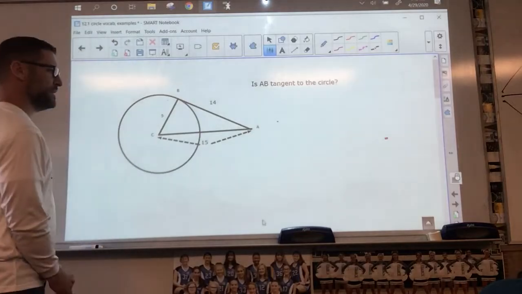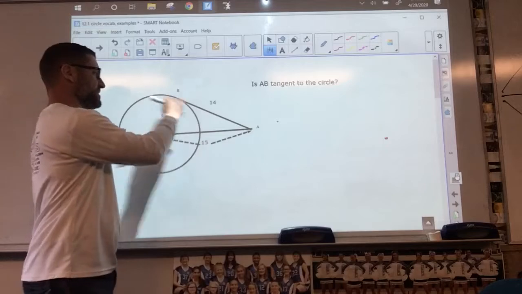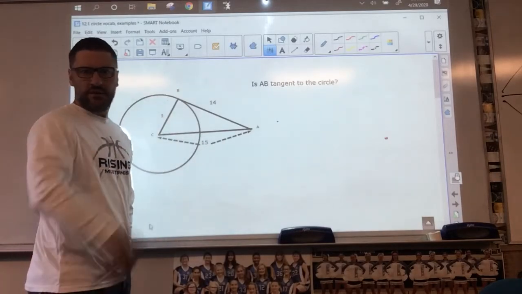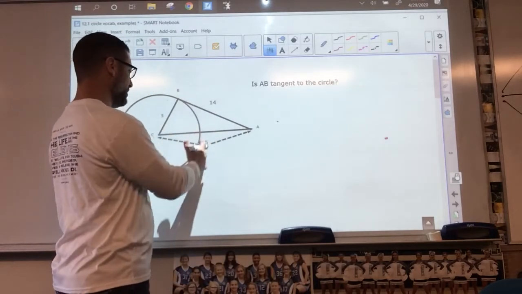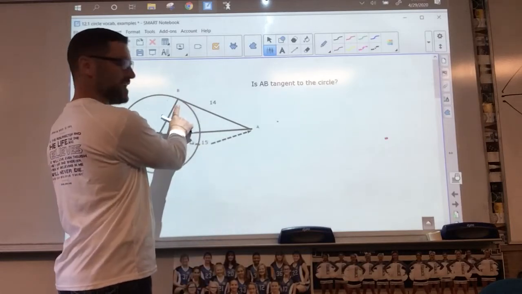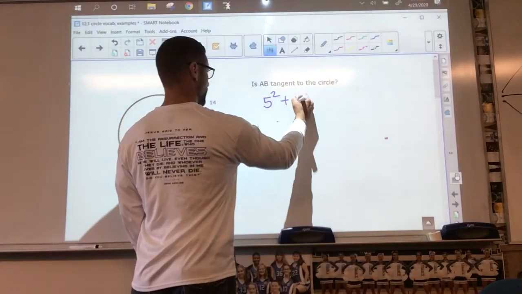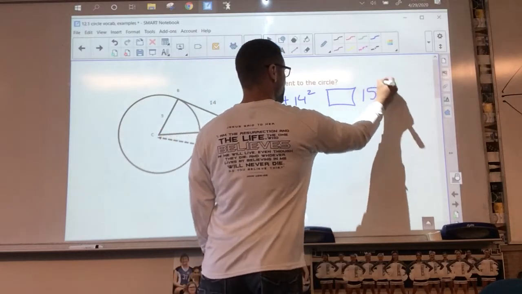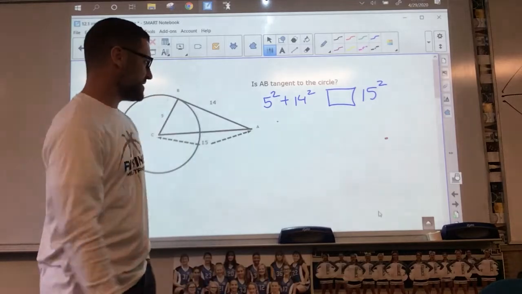Okay. Number one says, is A to B tangent to the circle? It doesn't know. You haven't zoomed in at a microscopic level, and you can't really tell without doing some math. So I have a triangle. It wants to know if that's tangent. Well, if it's tangent, then that should be a right angle, and we have to check for a right angle. So I would do 5 squared plus 14 squared and see if it's equal to 15 squared. If they're equal, then it's a tangent. If they're not equal, it's not a tangent.